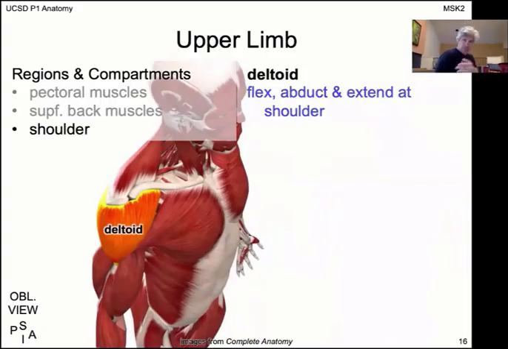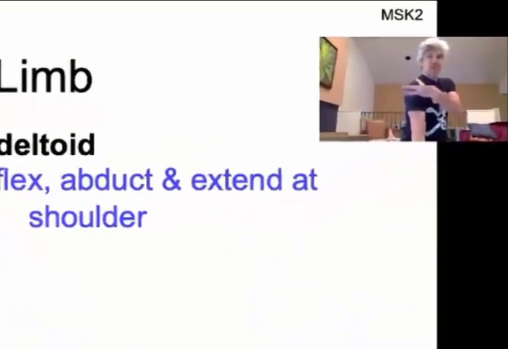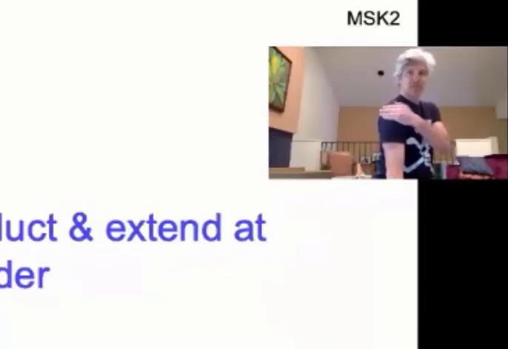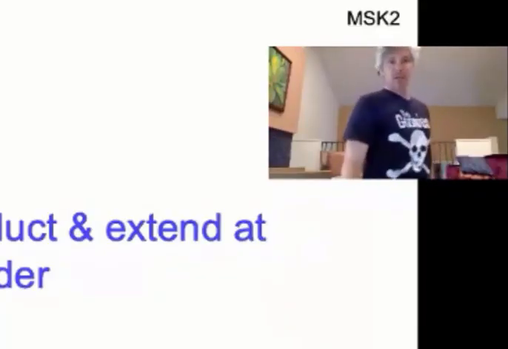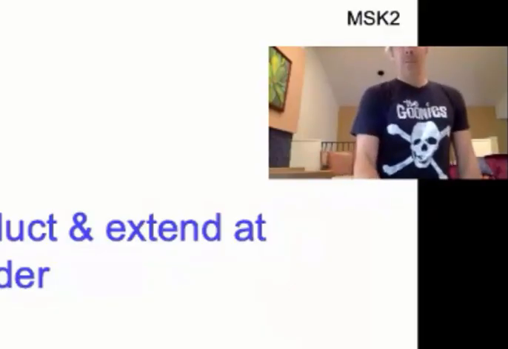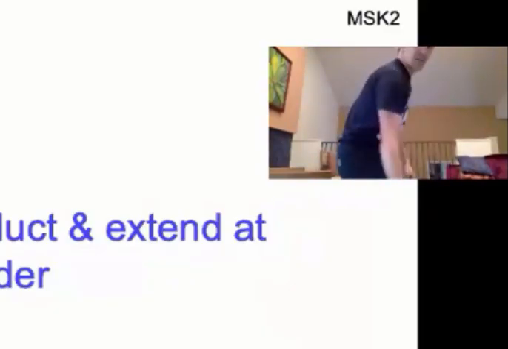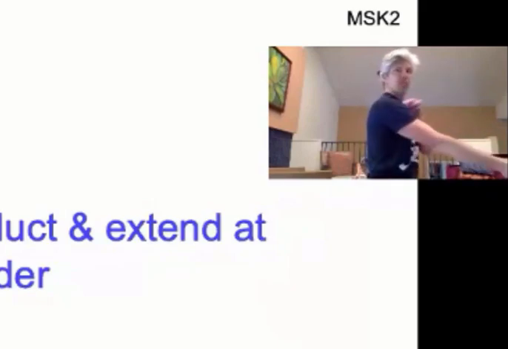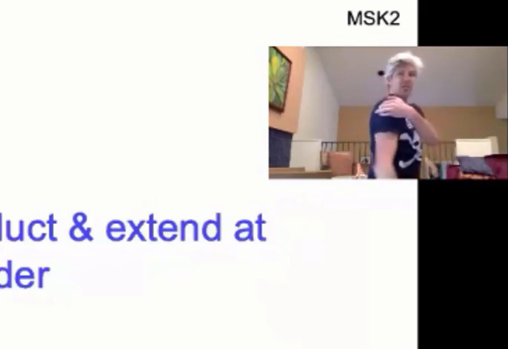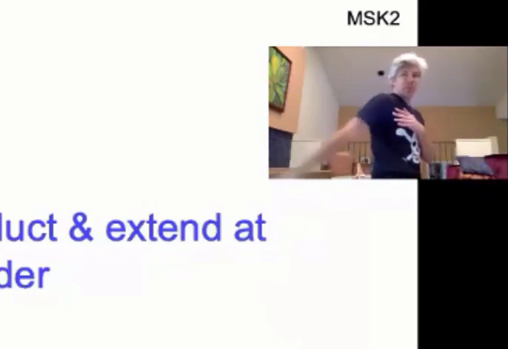So we're looking obliquely down from above on our model's shoulder. And the deltoid is this really massive muscle that forms the roundness of the shoulder, and it's a really powerful abductor of the upper limb. It can also, however, flex. So if I bring my upper limb forward, flexion, deltoid helps with that. It can also extend. So deltoid will draw the humerus backward in extension.